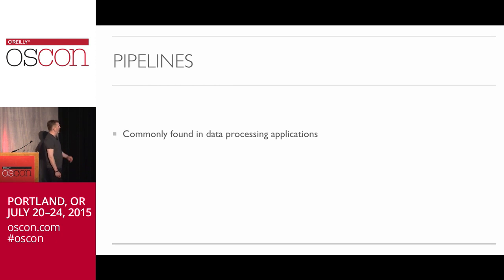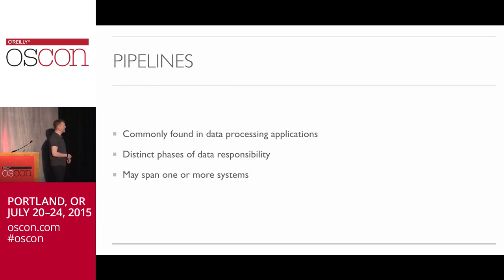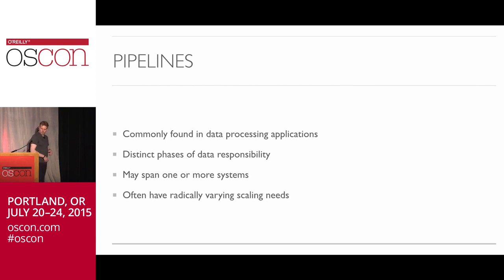These are commonly found in data processing applications. There's usually distinct phases of responsibility within the system, and it's not uncommon for these to actually span across multiple systems. So this gets into the distributed part of this. And then often you'll have different pieces of your pipeline with very different scaling concerns. The piece that's actually talking to your database may have to scale one way, but the piece that's doing the image processing may scale in an entirely different way. So understanding how these pipelines are put together is helpful here.